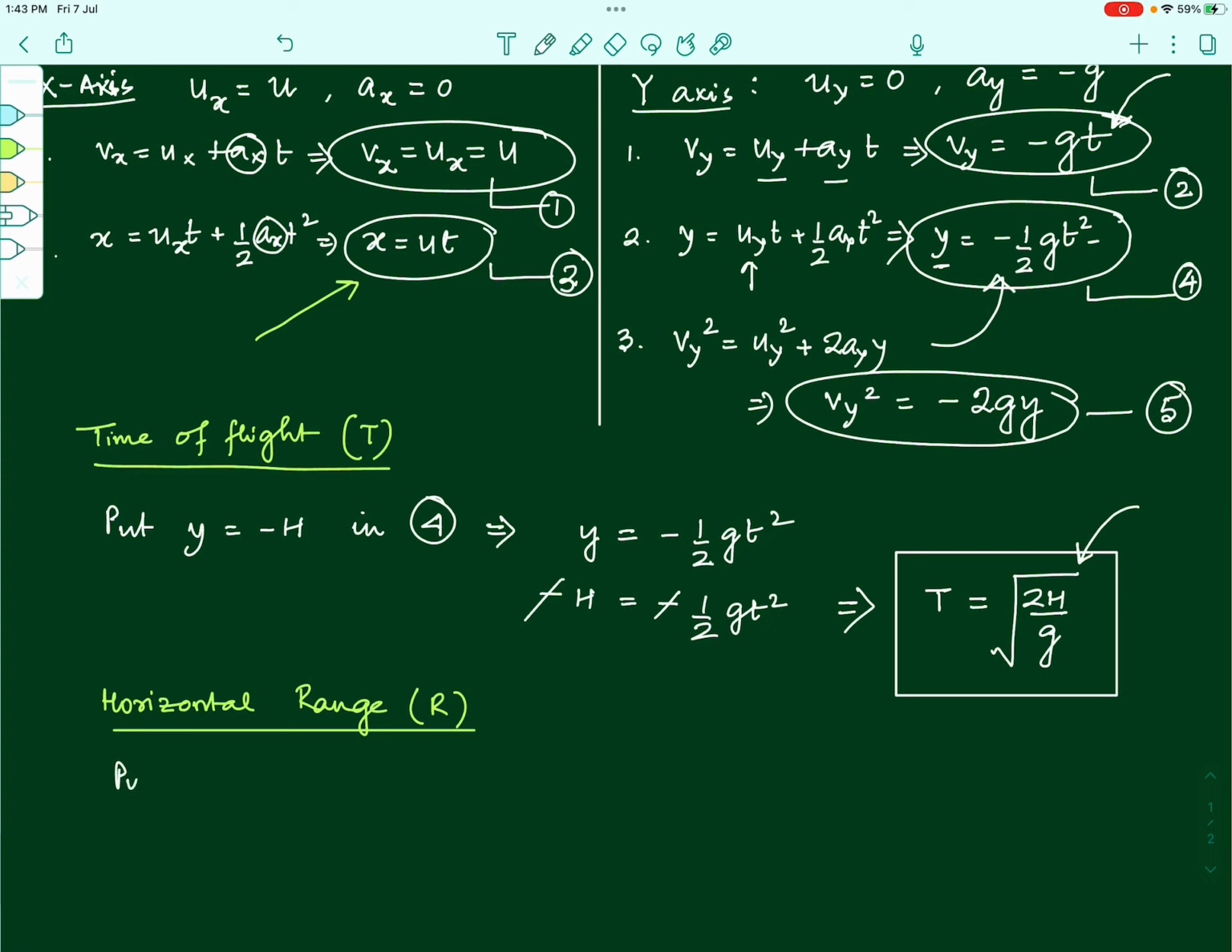Here we put t is equal to capital T, the time of flight, in equation number 3, which implies x is equal to u into capital T, and now this x will become the horizontal range, right? So we can write it as capital R is equal to u times capital T, whose value we have just now found, root of 2h by g. So we can substitute it. This becomes the horizontal range.